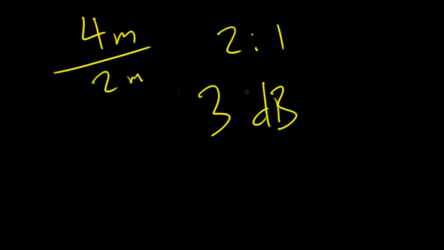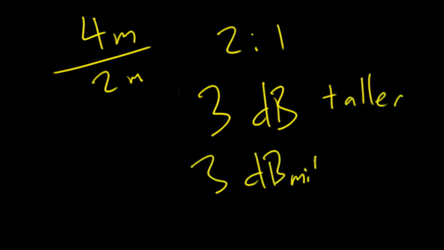So we just kind of skip the bels step there and say, oh, that's a doubling. We recognize that as being 3 dB. Or I would say that he's 3 dB taller than me, or I would say that his height is 3 dB mics. That's his height, 3 dB mic. And it's important to designate what you're relative to here. And this is one way to do that.